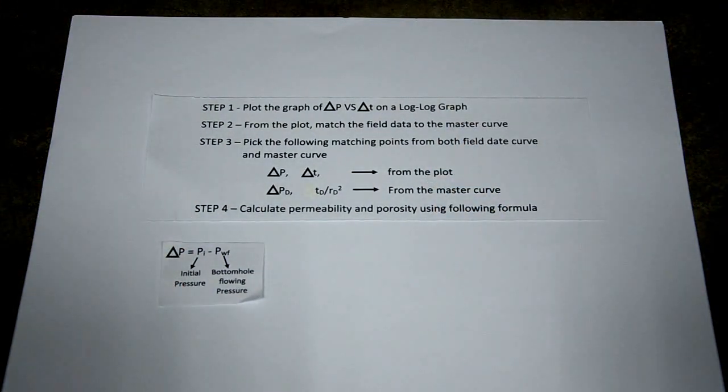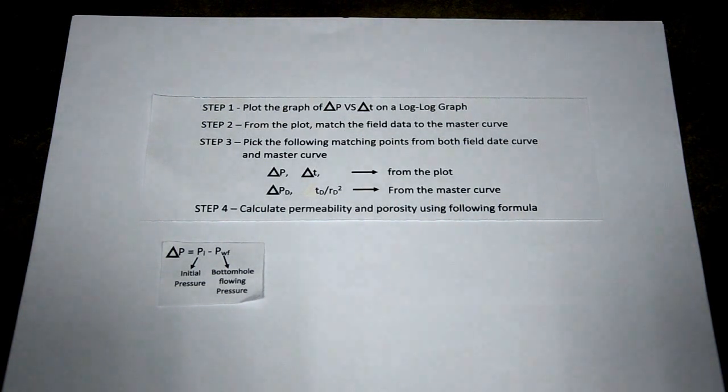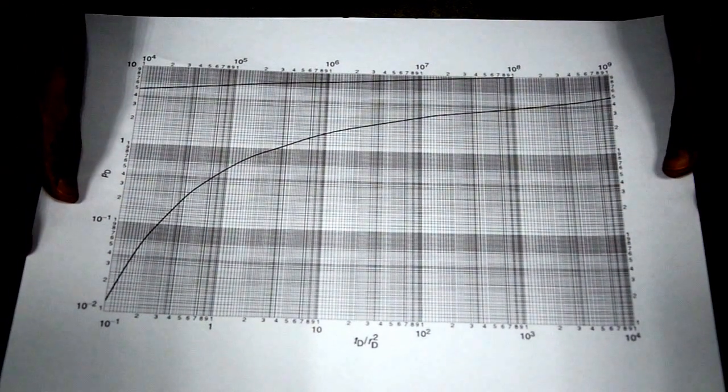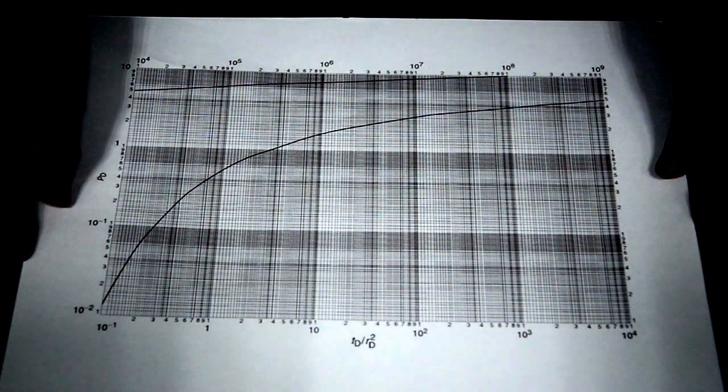For the first step, after all data are complete, we can now plot the graph of delta P versus delta T on the log-log graph. It would be easier if we draw the graph on tracing paper. For the second step, we can now match the plotted graph with the master curve. While matching the curve, we also need to adjust the graph to the master curve. The scale and the size of the curve need to align perfectly with the master curve to obtain the best result. As you can see here, this is an example of the interference test analysis type curve matching.